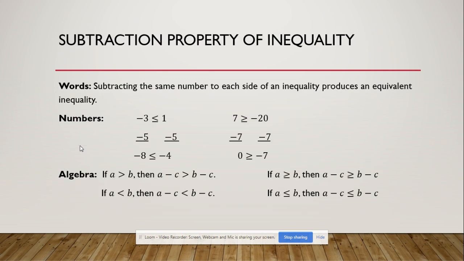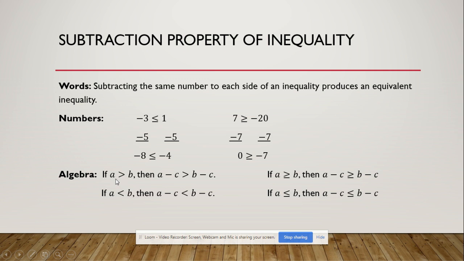Next, the subtraction property of inequality is very much the same thing. If I subtract the same number from each side of an inequality, it will produce an equivalent inequality. And we see two examples here using numbers, that the left side was less than the right side. As I subtract a number from both sides, the numbers are going to get smaller, but the left side still remains less than the right side. So it doesn't change the relationship.